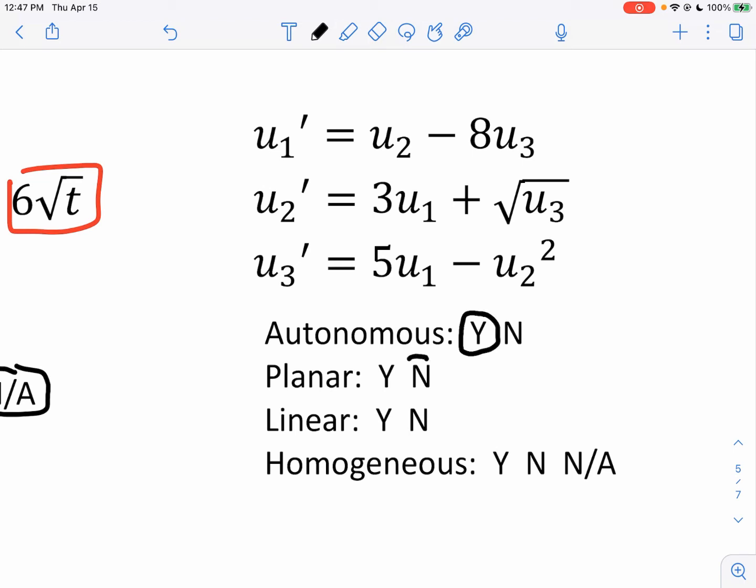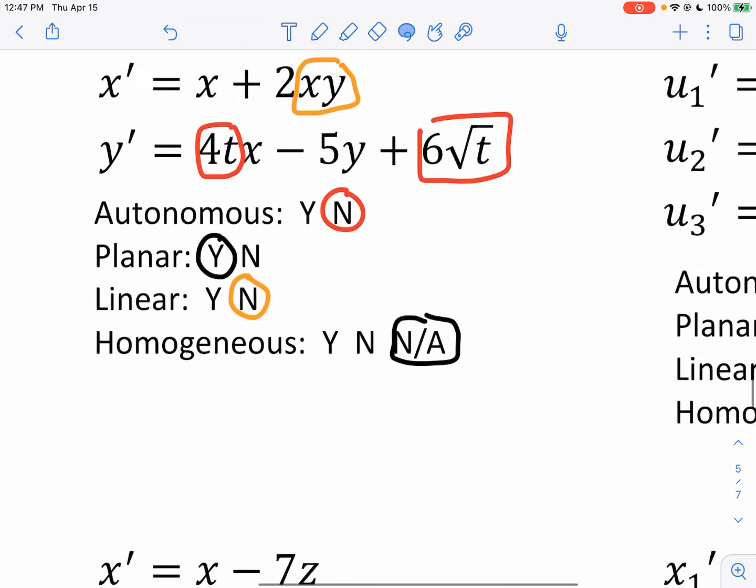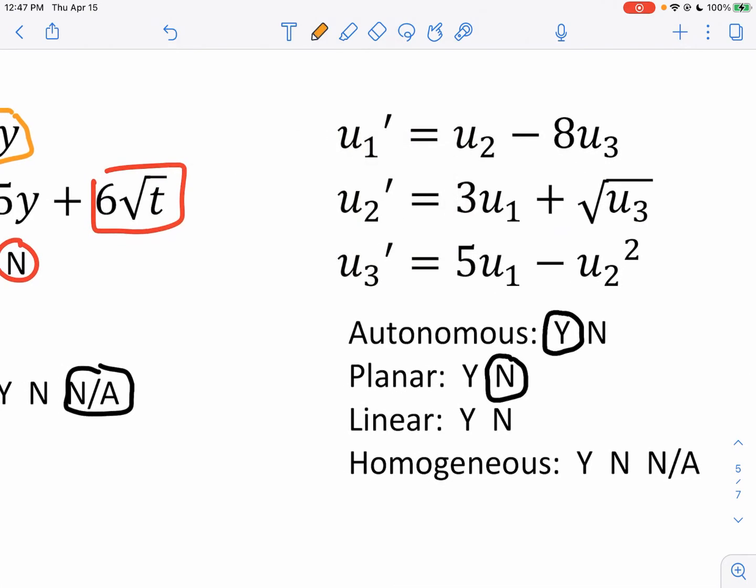Is it planar? The answer is no, because there are 3 dependent variables. Is it linear? Okay, so look to the dependent variables of the first equation. They have 1 powers. Dependent variables of the second equation, well, this one's an issue. This one here has a 1/2 power. So this is the nonlinear component. We're doing linear as orange. So the answer right away is no because of this term right here. This is a u3, which is a dependent variable, raised to the 1/2 power. It needs to be raised to the 1 power with a potential coefficient.